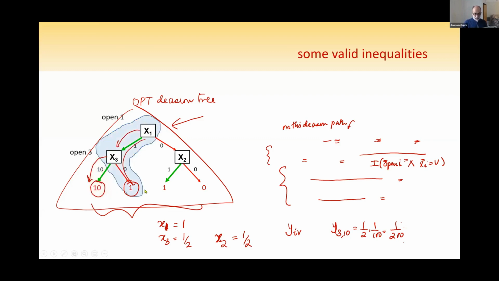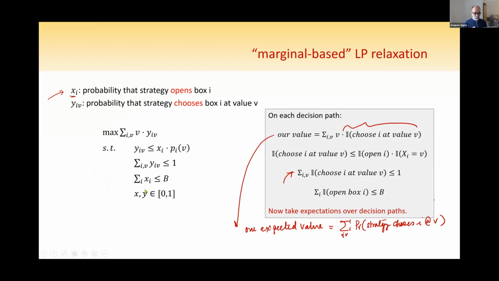The eventual point is that if xi is the probability that the strategy opens box i, and yiv is the probability that the strategy chooses box i at value v, then you get these constraints: the sum of the xi's is at most b, that's coming from this.